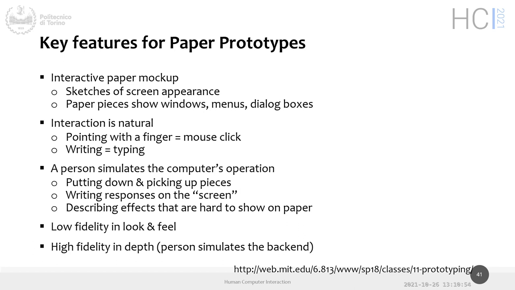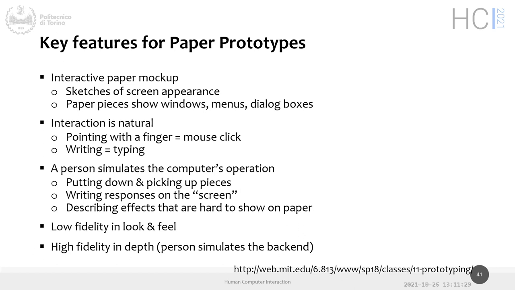So basically what happens is that the user doesn't feel an obstacle, or doesn't need to translate in their mind the kind of interaction they need to do. But they can act directly on the pseudo interface represented on paper. And of course this illusion is made more concrete by usually a computer operator who will actually move the pieces of paper and make the right content appear at the right time.